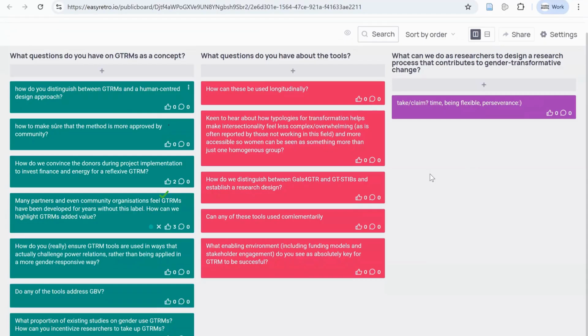Oh, and I think I can come in there. So yes, I also feel the other value is, why do we have to do gender transformative research if we can do gender sensitive or gender responsive? And I think there we're really looking at changing systems.